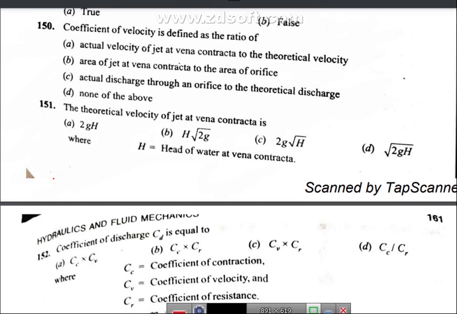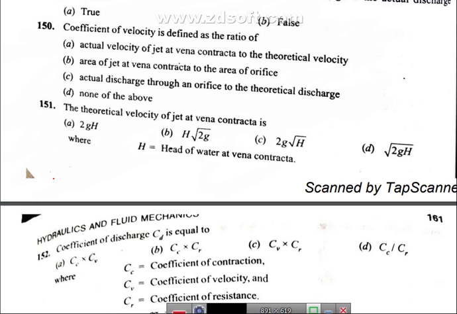Question number 150 कह रहा है the coefficient of velocity is defined as the ratio of actual velocity of the jet at vena contracta to the theoretical velocity, area of jet at vena contracta to the area of orifice, actual discharge to an orifice to the theoretical discharge, and none of the above.